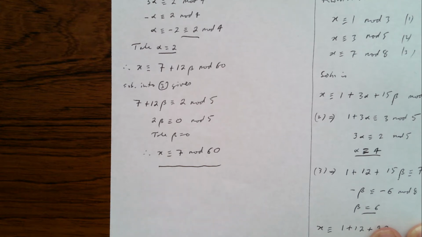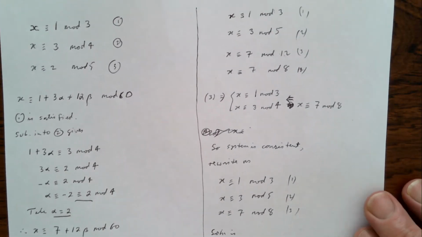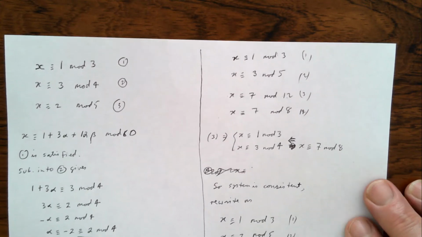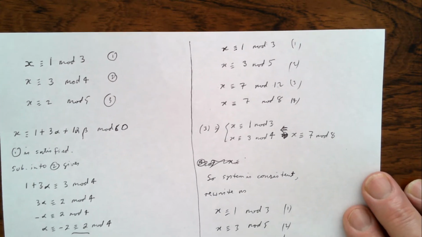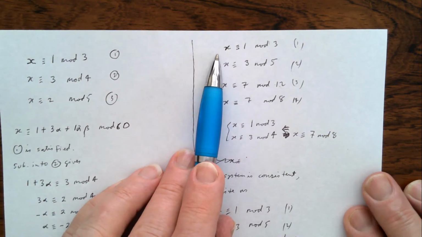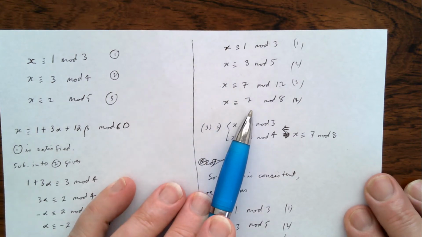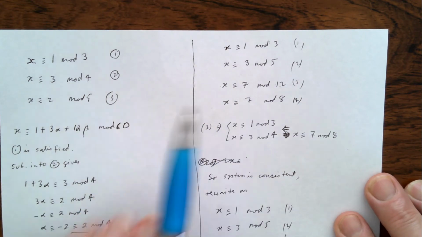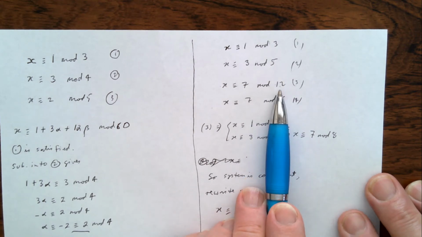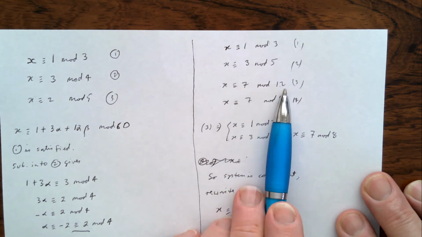Well, what happens if the moduli are not pairwise co-prime? Then we have to do a little bit more work to make sure that we can reduce this down to a consistent system. So just as another example here, I've got 1 mod 3, 3 mod 5, 7 mod 12, 7 mod 8. So I'm going to take this equation 3 here. 12 is 4 times 3. So I'm going to read this modulo 3, and I'm going to read it modulo 4.